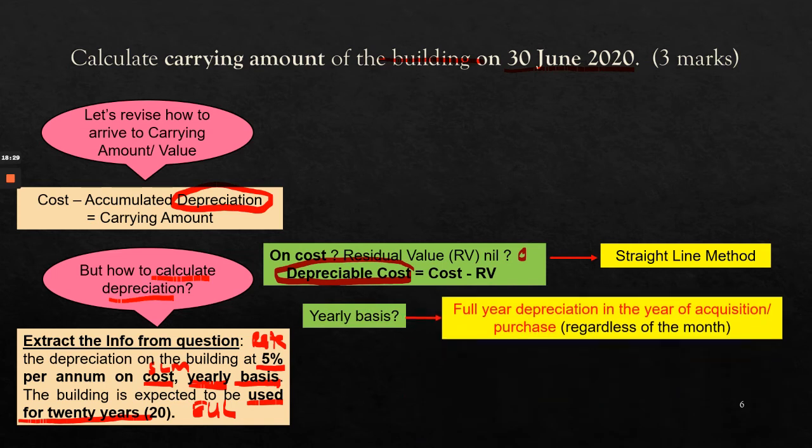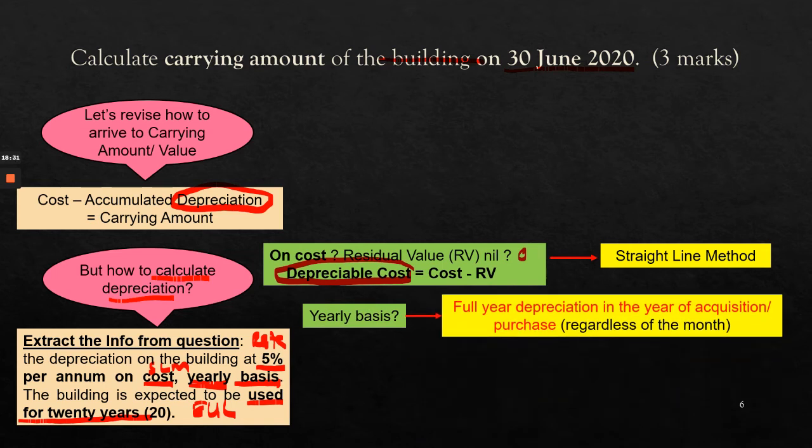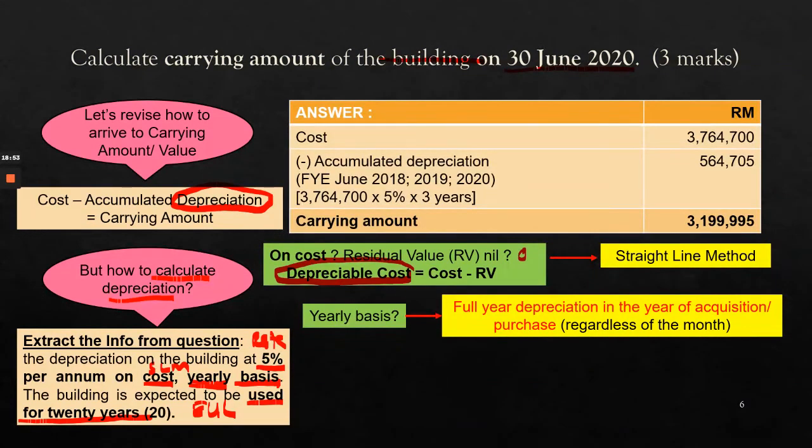Next, yearly basis. What do we mean by yearly basis? Yearly basis means full year depreciation is charged or calculated in the year of acquisition or the year of purchase, regardless of the month of purchase. Even though it is 1 month, 11 months or 6 months, you still will have to provide full year, 12-month depreciation. So let's see the answer.